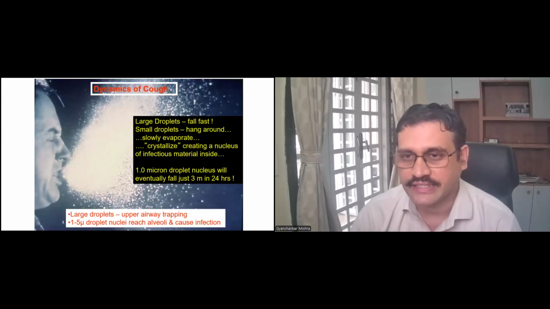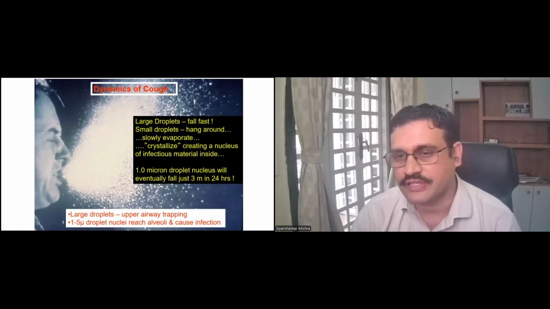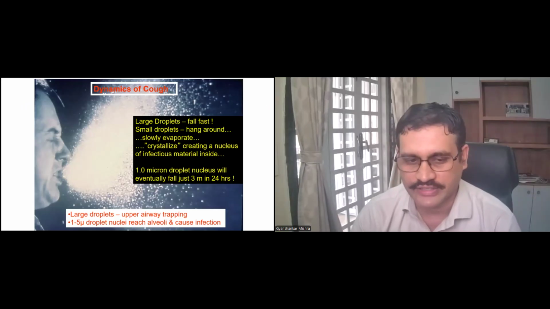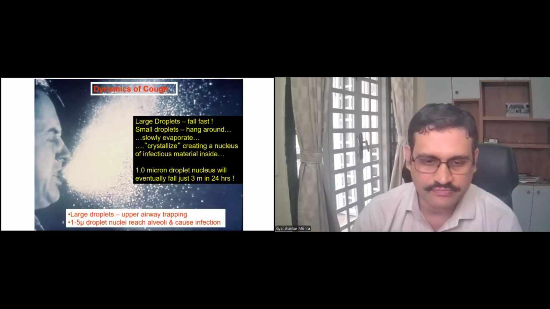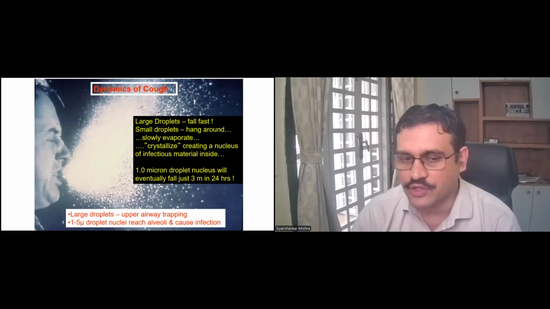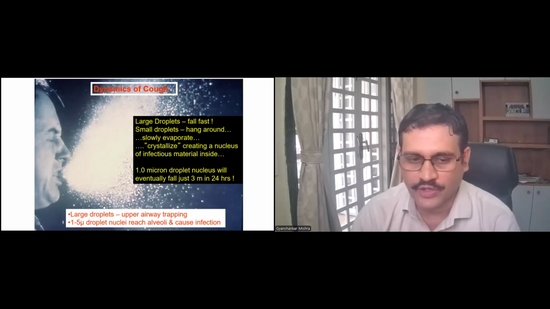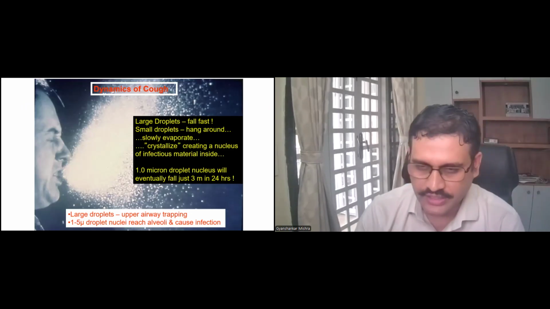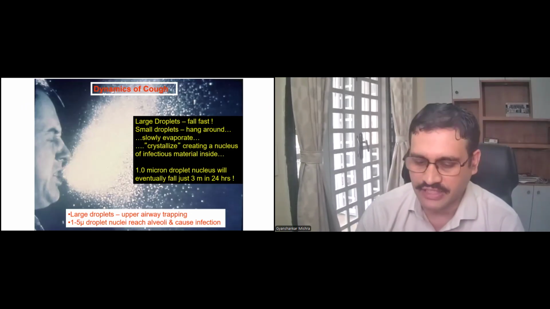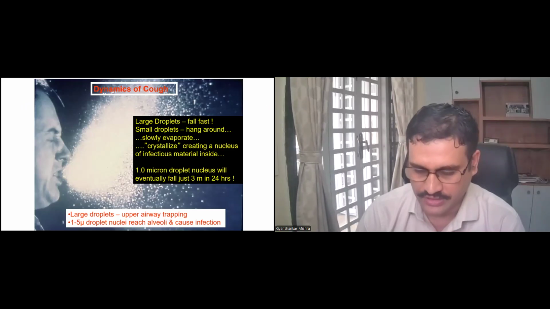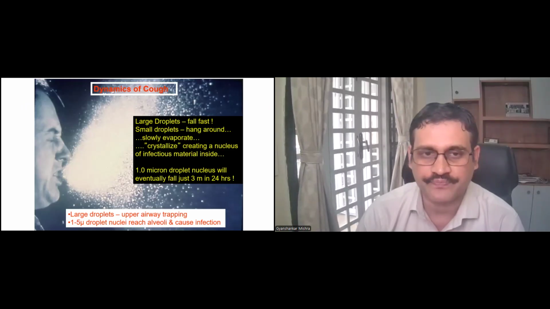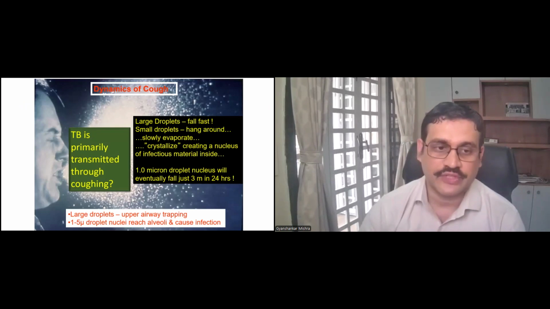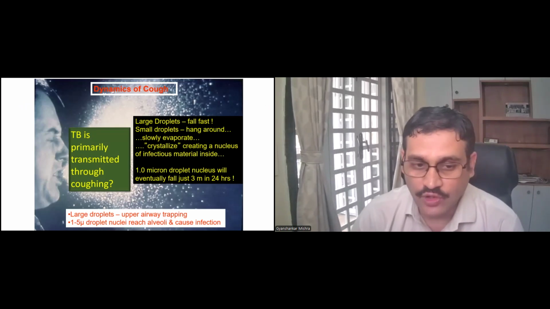As we have already seen that cough is a transmitter of many airborne diseases, and majorly we can divide it into two parts. One is the component of large droplets, and one is the small droplets. So as already we have seen, the small droplets are the ones which go in the smaller airways and the alveoli. So is TB primarily transmitted through cough?